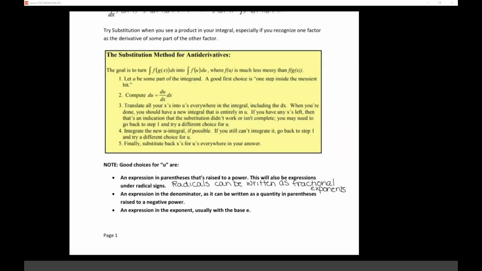Okay. And then any expression, if you've got an exponential function, any expression in the exponent, particularly if the base of your exponential is e. So these are good choices for you. All right. Now, enough talking. Let's actually look at some examples so you can see how it works.